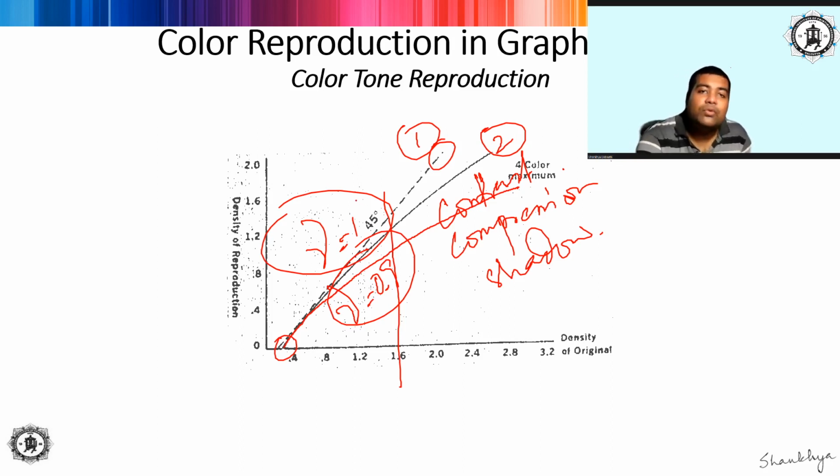We do not want an overall contrast like this. We do not want a curve which appears to be like this, where the contrast has been reduced to such an extent that almost no separate tones are discernible in the shadow areas. We do not want a curve like this.